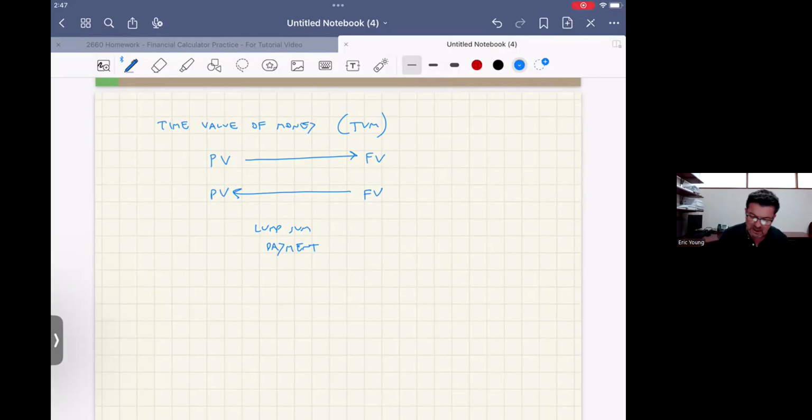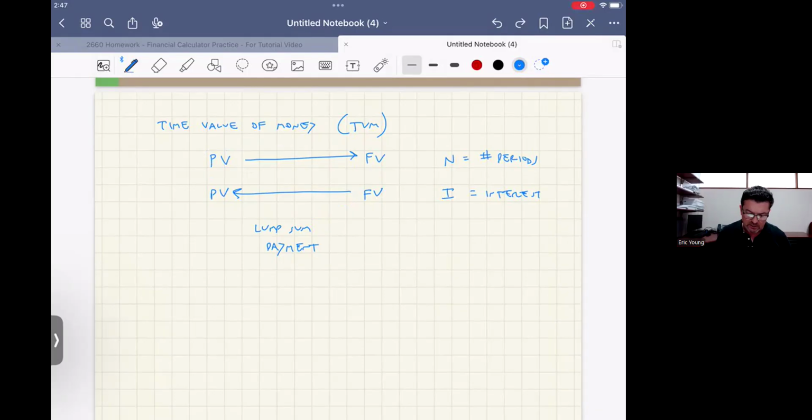The other variables that we're talking about are N, which is the number of periods, and I, which is the interest rate. So anytime we're going from present to future or pulling from future back to present, we're looking at the speed of money, which is measured as the interest rate, and how many periods that money's traveling, which is our N.